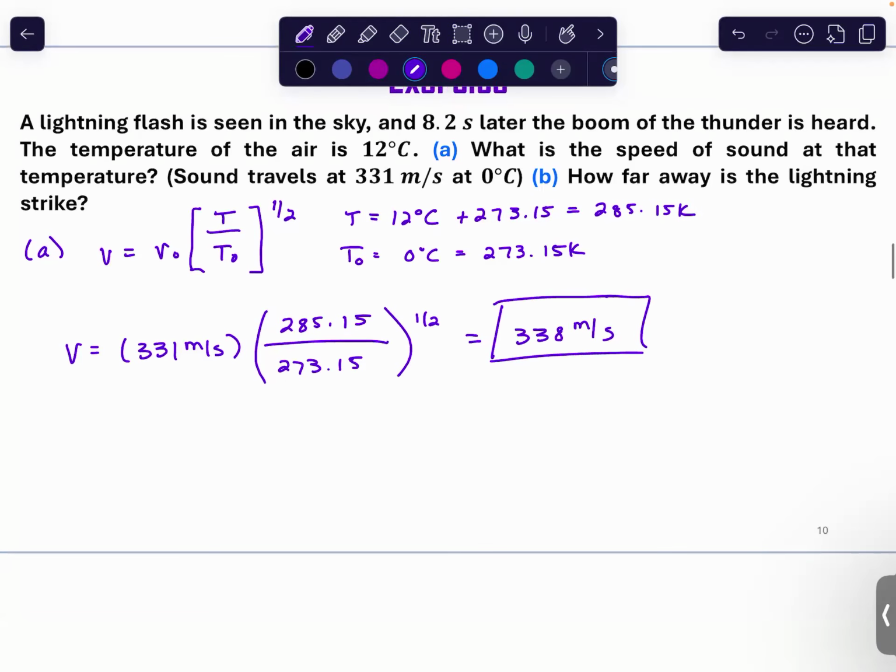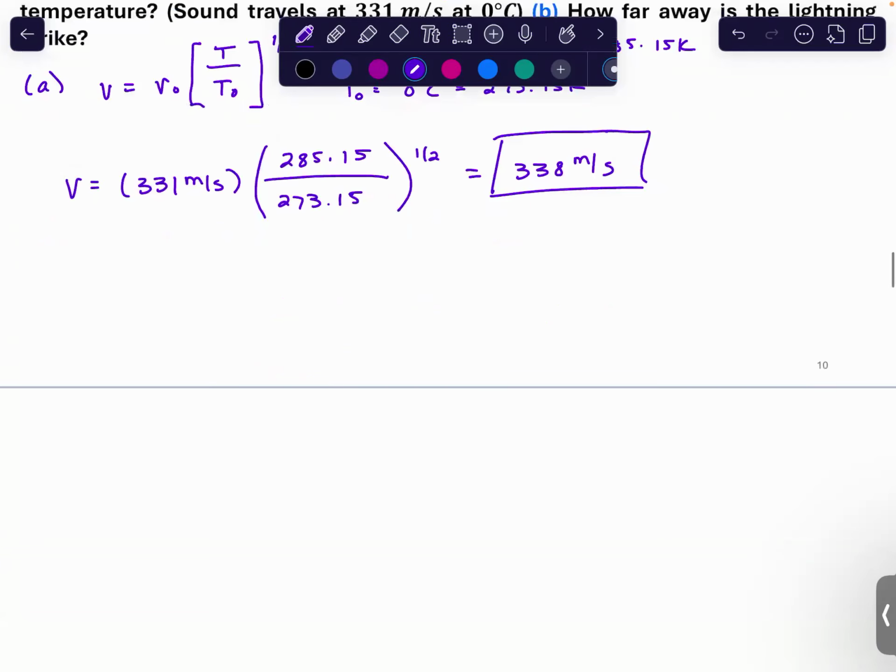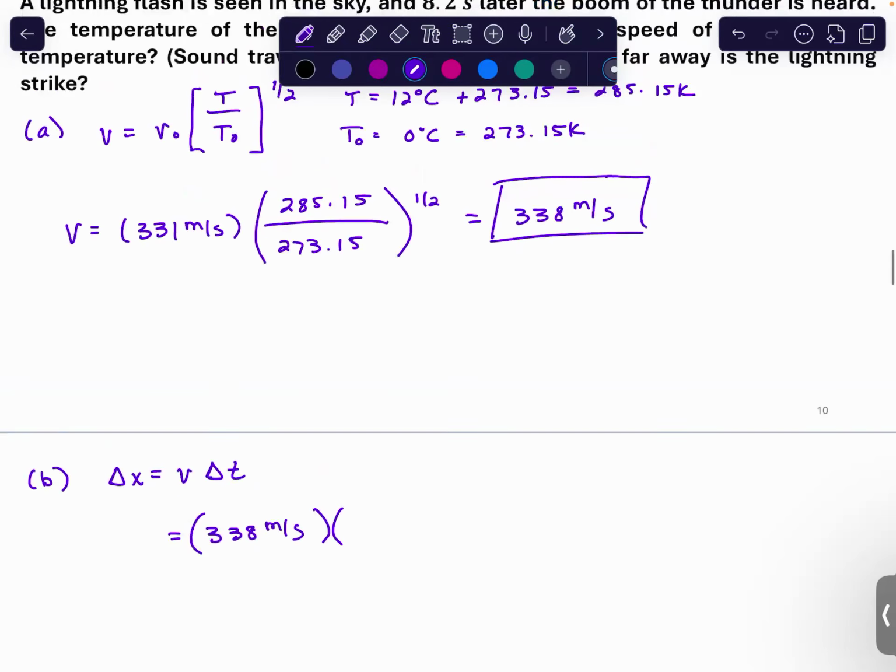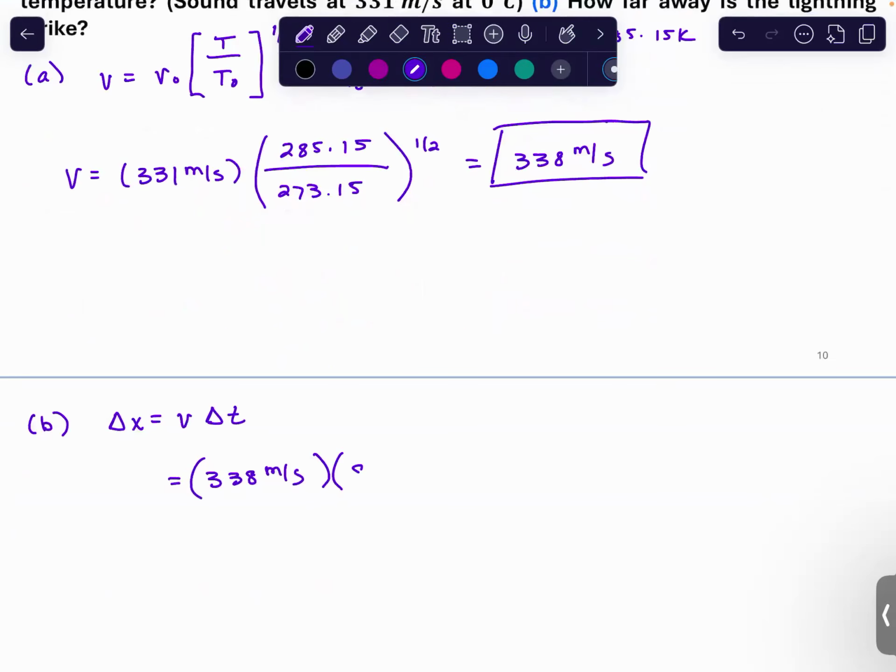Okay, so how far away is the lightning? Go back to one of our most trusty equations. The time was what? 8.2 seconds. So the lightning strikes 2.8 kilometers away.